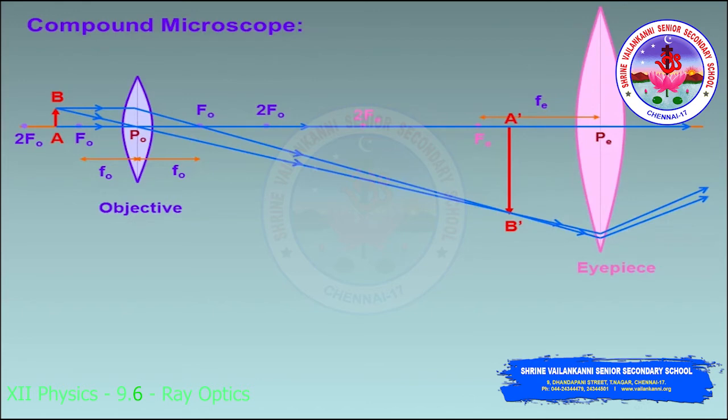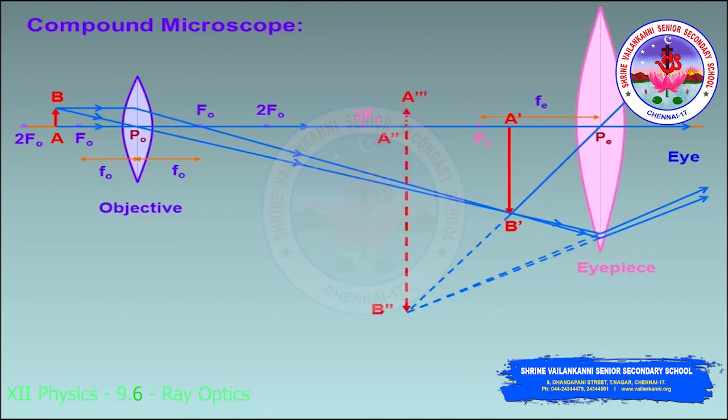On the other side of the objective lens, the separation between the objective lens and the eyepiece is adjusted so that the image A'B' lies within the focal length FE. Is it right? Yes. So the image A'B' acts as an object for the eyepiece, which essentially acts as a simple microscope. Now it is behaving that way. So the eyepiece E forms a virtual and magnified image of A'B'.